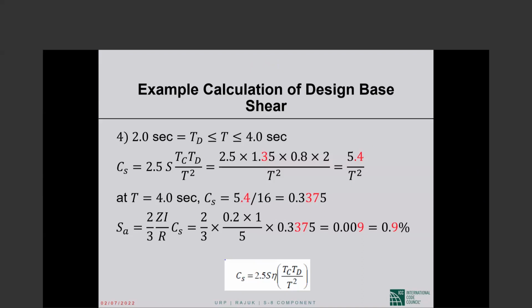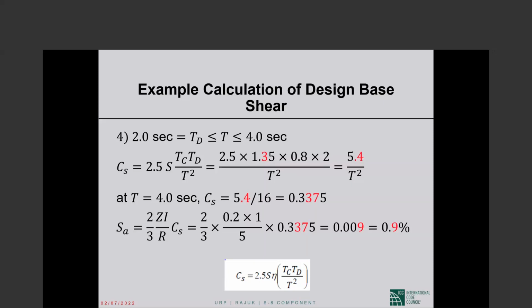Thank you, Bodhi, and good evening. We are in the middle of discussing the equivalent lateral force procedure of seismic design of BNBC 2020. Time ran out on us yesterday, so I will pick it up where we left off, except that we discovered an error yesterday in these numbers.